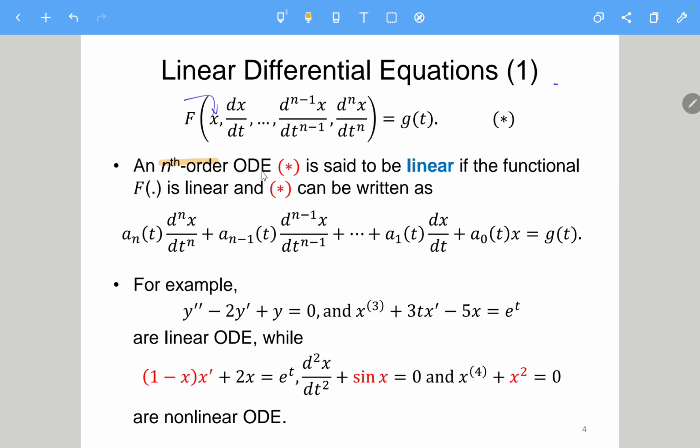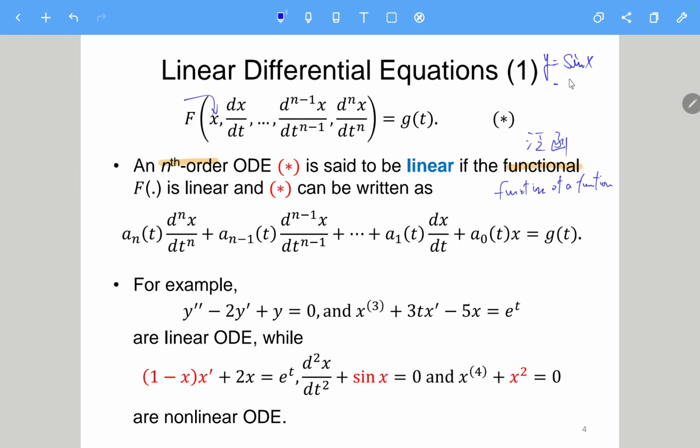Here it says an nth order ODE is said to be linear if the functional, so first, this is not a function. Here we call it a functional. In Chinese, we call it fanhan. You can regard it as a function of a function, a hansu de hansu. We call it a functional because it is like a function of a function, where these are the inputs, and the input is not a number anymore. When we talk about a function, for example, y equals sine of x, sine of x is a function, and the input is a value. For example, if you put x to be pi over 6, then sine of x will be 1/2.